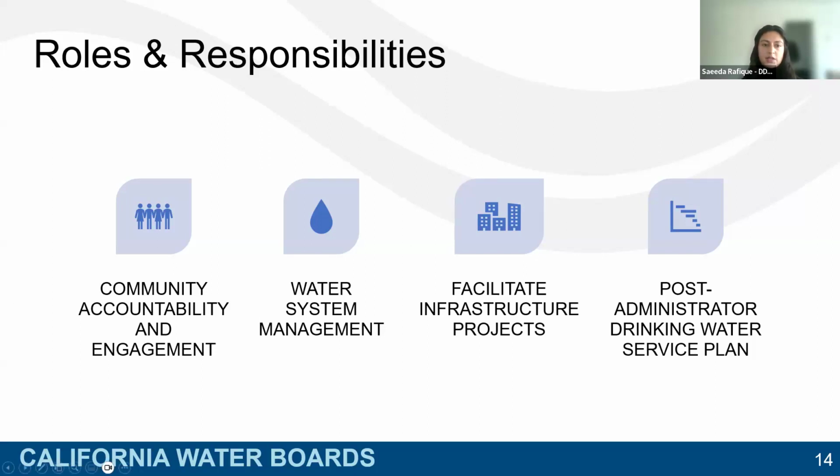And lastly, we have the post-administrator drinking water service plan. This is a roadmap for the water system, and it identifies, evaluates, recommends, and implements solutions as it relates to the designated water system's ability to sustainably provide an adequate supply of safe and affordable drinking water. And this can include TMF capacity, long-term governance, infrastructure projects, risk mitigation, and consolidation.